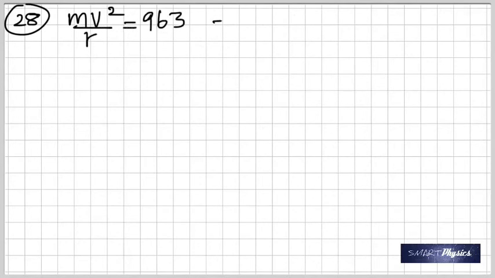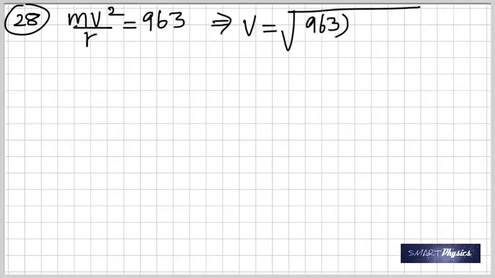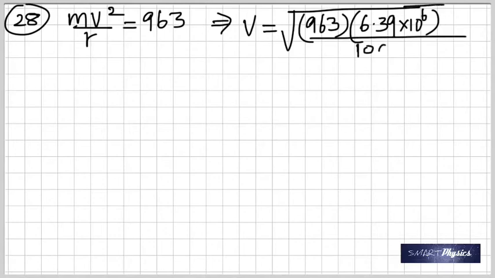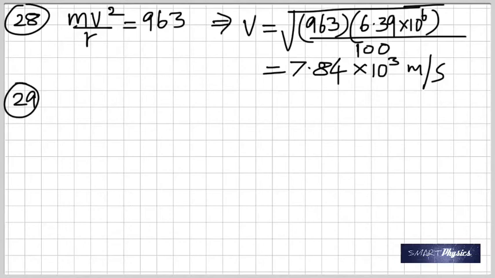And 28, you already know, mv squared by r is 963, and when you rearrange and calculate, you get velocity as the square root of 963 times 6.39 times 10 to the 6 by 100, and that gives you 7.84 times 10 to the 3 meters per second.